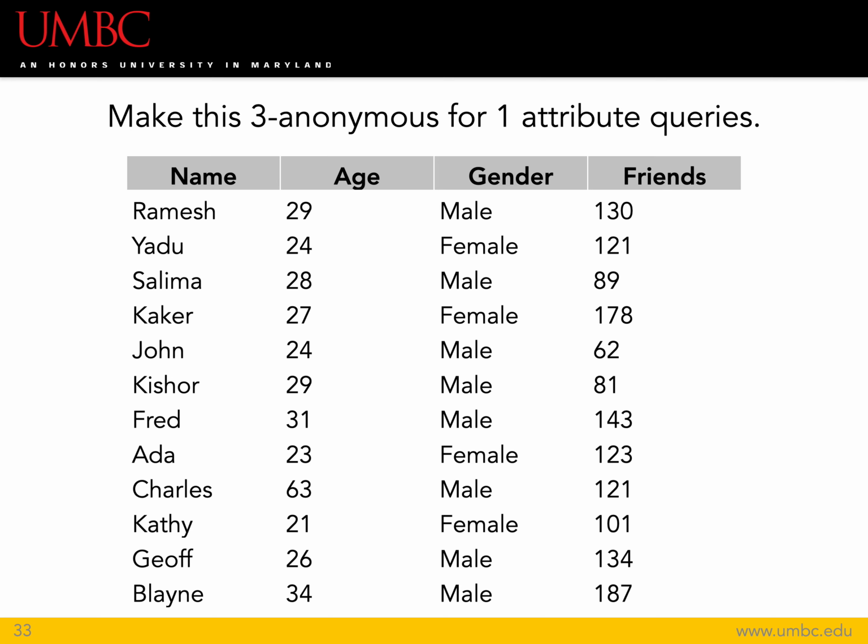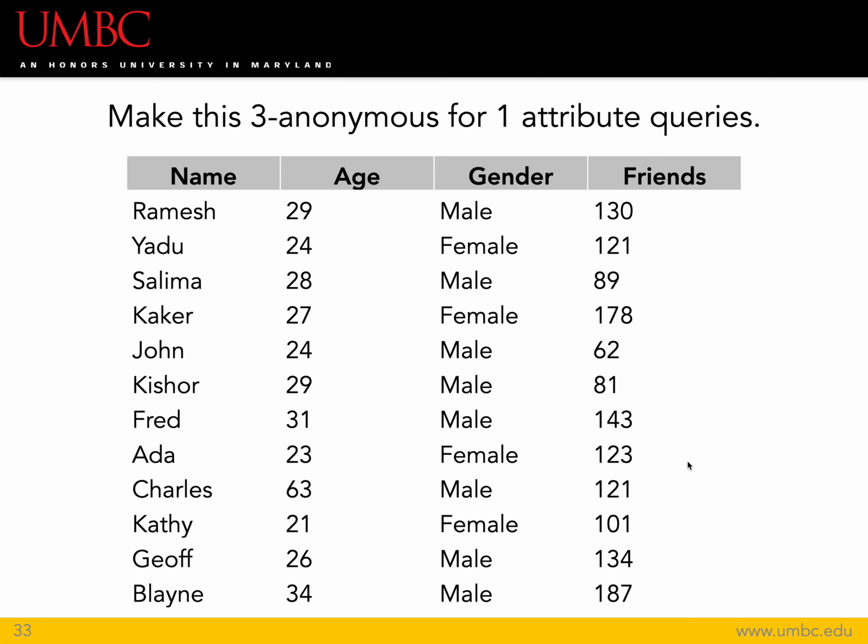So a 1 attribute query would be something like selecting the name from this table, right? Where the name is equal to some, for example, maybe we're looking for Blaine in this table and figuring out what are all of his other attributes. That's a good example of a 1 attribute query. Or maybe we're looking for all of the people who have fewer than 100 friends, right? This is a 1 attribute query. It doesn't really matter what any of this other stuff is. We're just looking at friends, and the qualifier is fewer than 100. Those are 1 attribute queries.